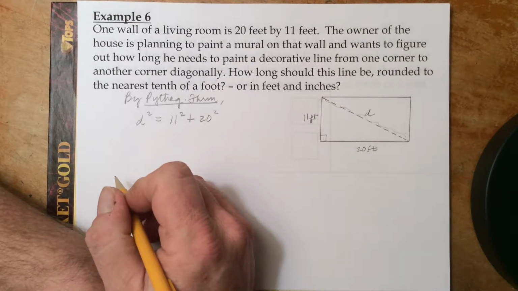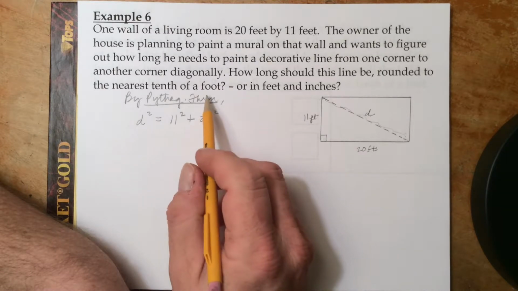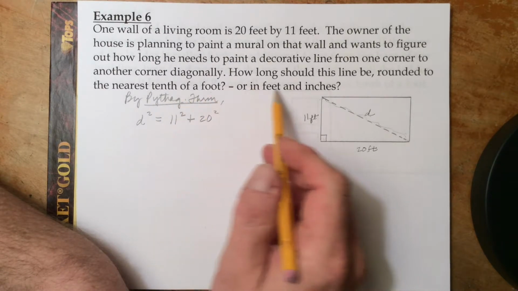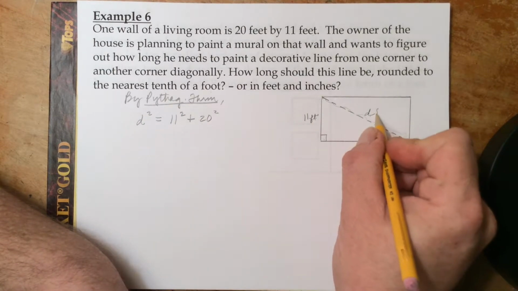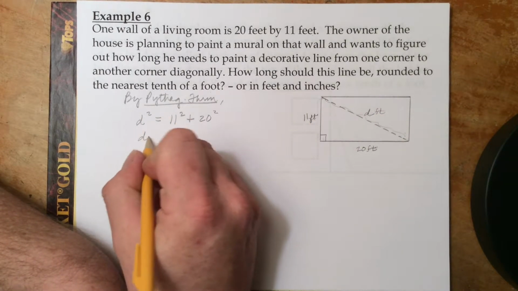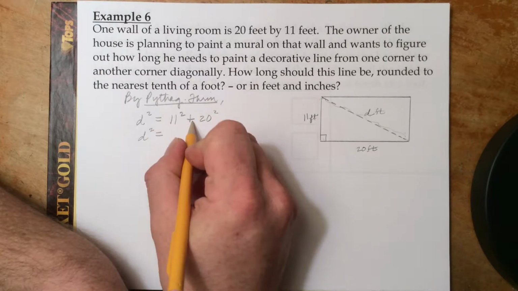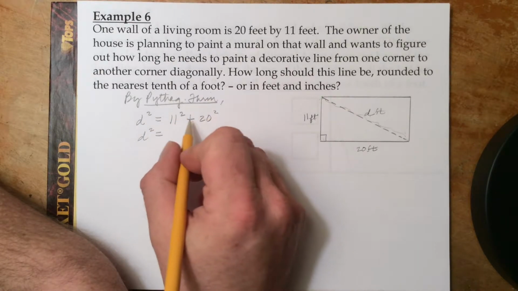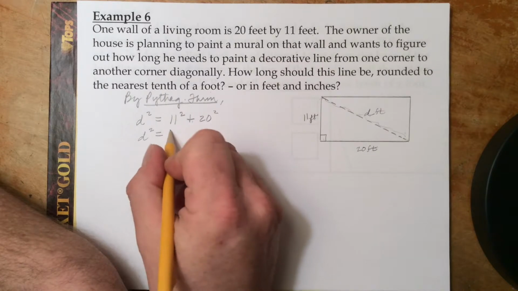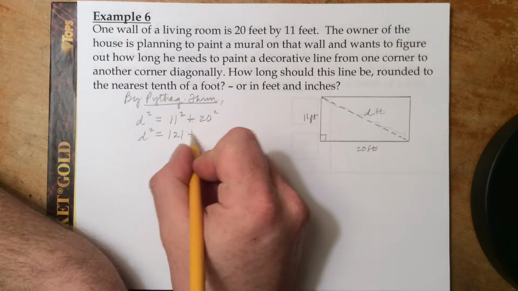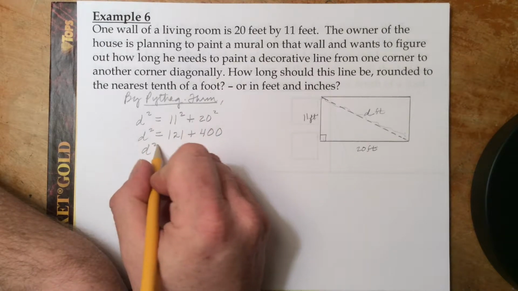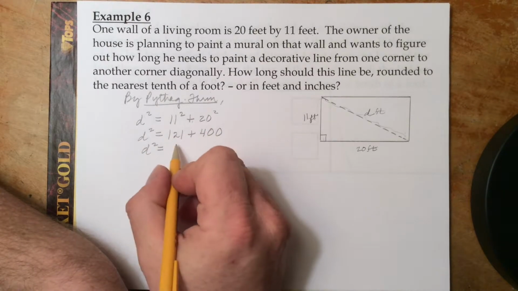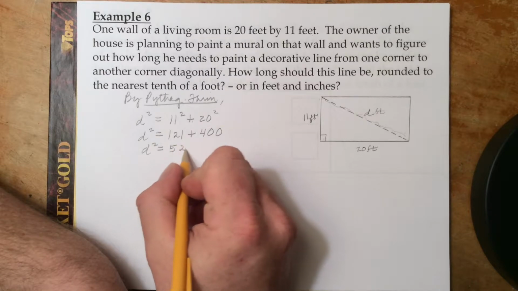And then solving for this, remember we're going to want to just figure out how long that is in feet, and then we want to do it in feet and inches. So this will be in feet because everything's in feet here. So this is D squared equals, remember we have to square before we can add in the order of operations. So 11 squared is 121, plus 20 squared is 400. Then we get D squared equals, adding these two together, 521.